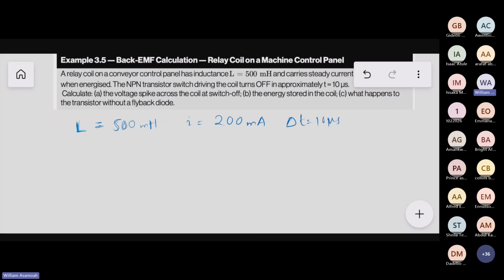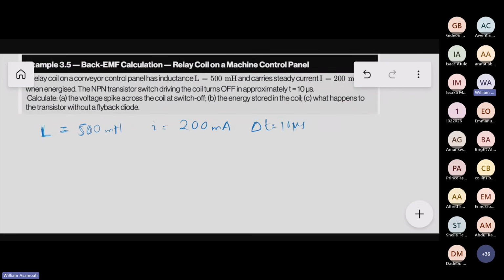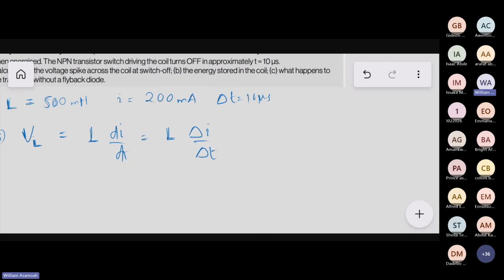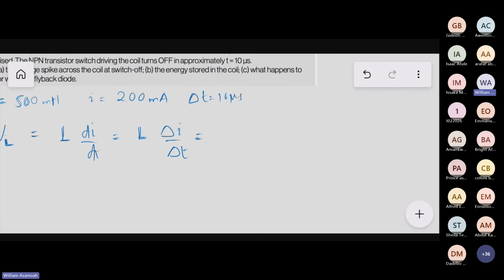So let's look at the voltage that happens. The voltage across the inductor is equal to L di/dt. You remember in senior high school, we said it's the same thing as L times changing I over changing what? T. So the current was 200 mA and it's going down to 0, and the time change here is 10 microseconds. What will be the voltage?